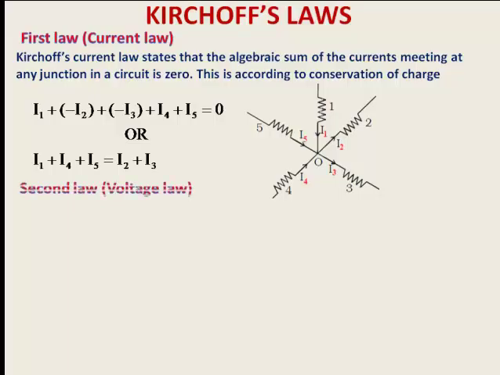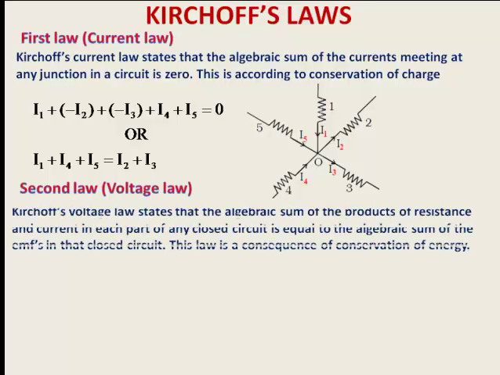Now let's talk of the second law, which is the voltage law, which talks of energy. Energy is P = I²Rt or VIt. So here the VIt form is more important. Let's see. Kirchhoff's voltage law states that the algebraic sum of the products of resistance and current, that is the voltage V = IR, in each part of any closed circuit is equal to the algebraic sum of the EMFs in that closed circuit. This is a consequence of conservation of energy.